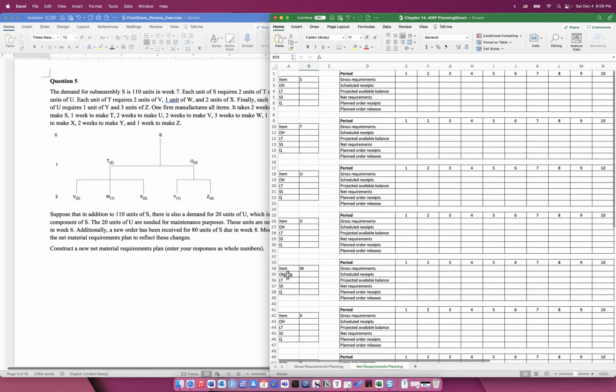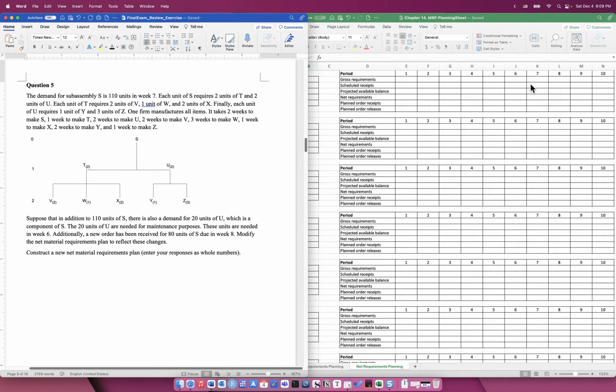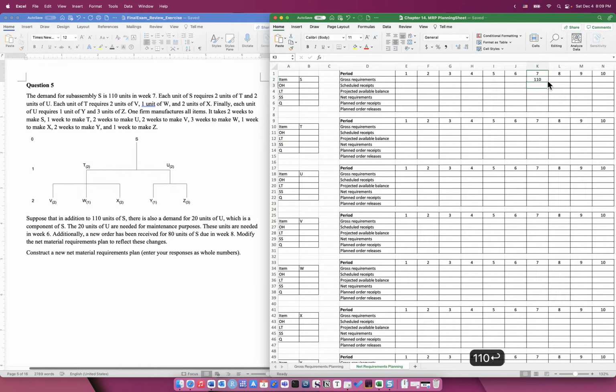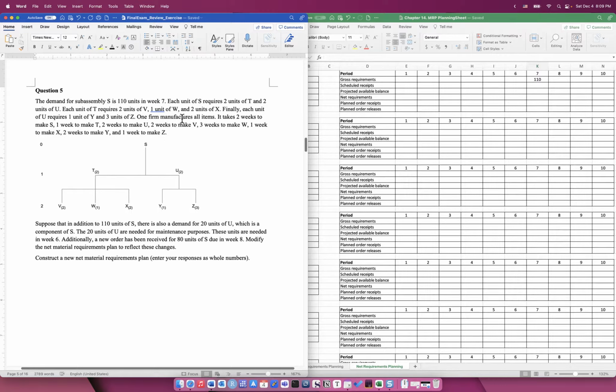What about our on-hand inventory at this point? We only have demand at this point. Demand for S in week 7 is going to be 110. And it's giving us lead time information. S requires 2 units of T, and so forth.